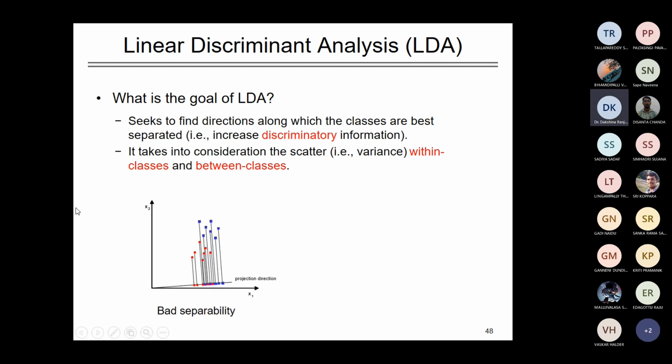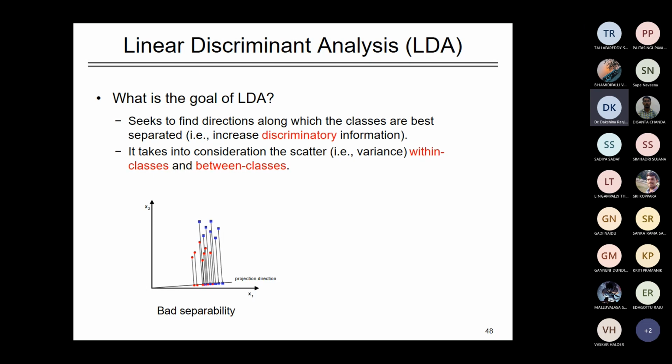Now what do we get in linear discriminant analysis? The goal of linear discriminant analysis is to find the directions along which the classes are best separated. That means along these directions we get the maximum separability between the classes. We are increasing the discriminatory information so that we can best represent the classes with maximum separability.